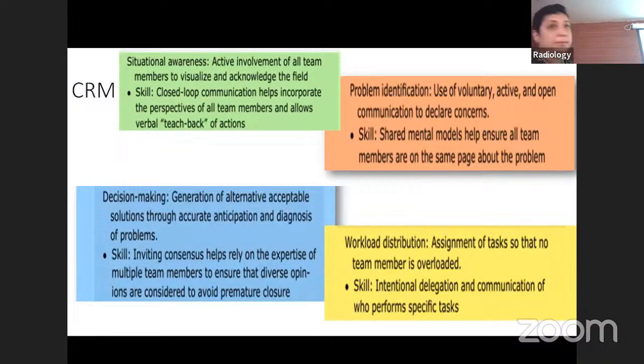Crisis resource management, again, a few key points: situational awareness. What is the skill required? Situational awareness, problem identification, workload distribution, and decision making. Even this has to be taught very objectively to the learner. It has to be inculcated. What will you do in a crisis situation? What will you do in a crash? So during the crash, not shouting, bring that, bring this, what is this? Don't say things like that. Practice drill for a crisis resource situation. Situational awareness, problem identification, workload distribution, and decision making.